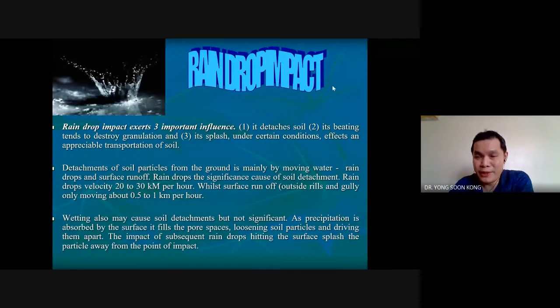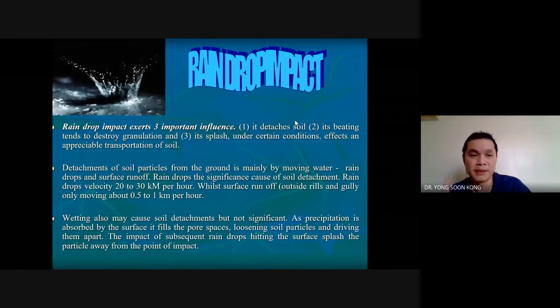So first of all, when it hits the soil, it will detach the soil. That means the soil initially is aggregated in a whole clump. When it gets hit by rainfall, it breaks up into smaller pieces. When they break up, of course, they detach and come off. Okay? So that's step number one.